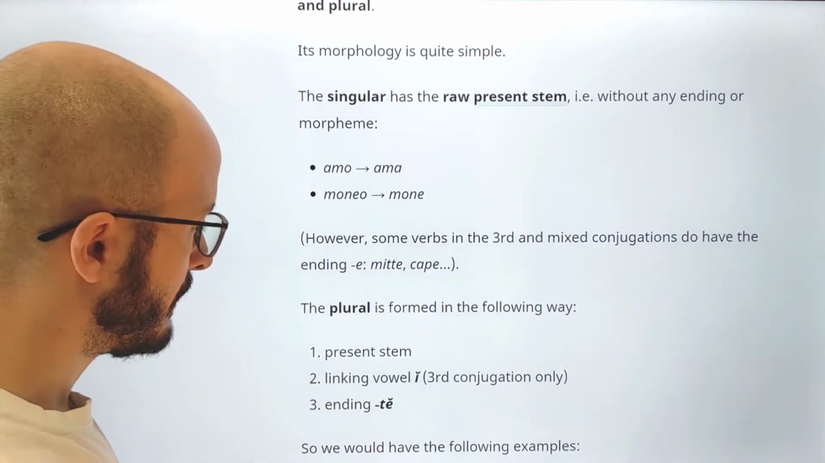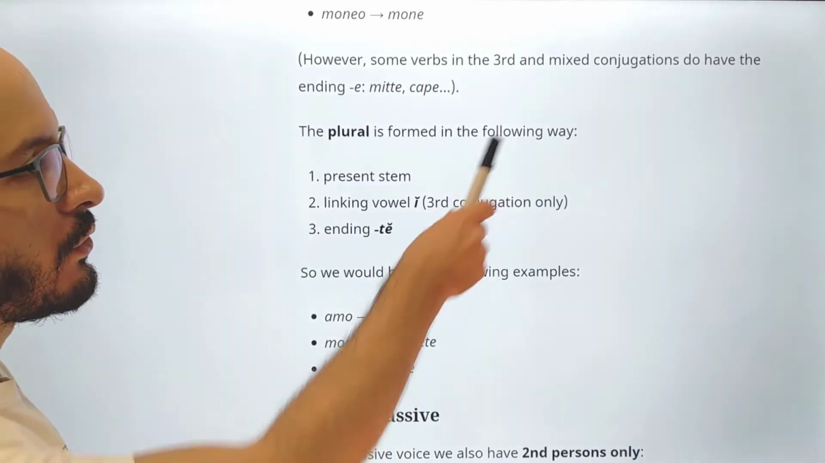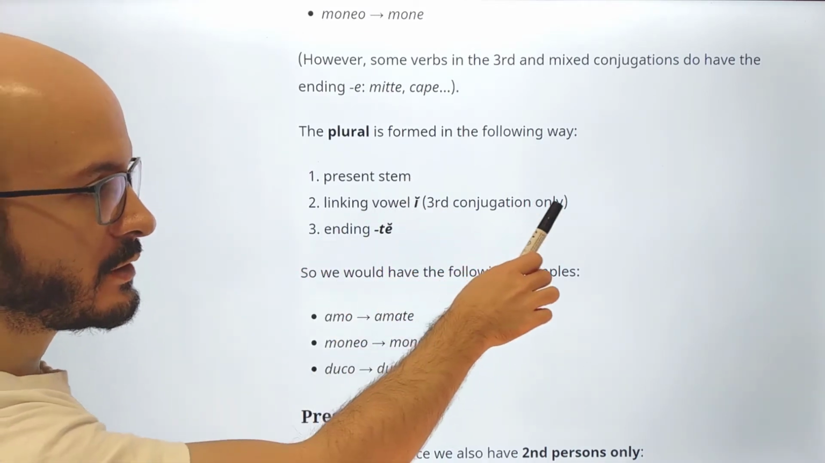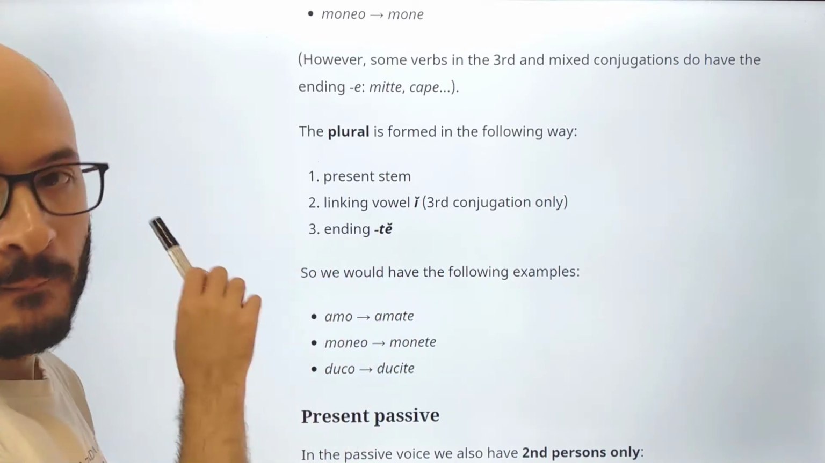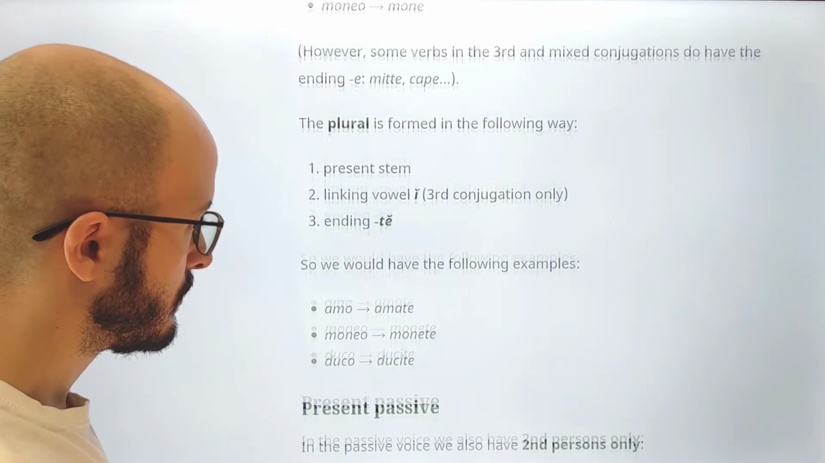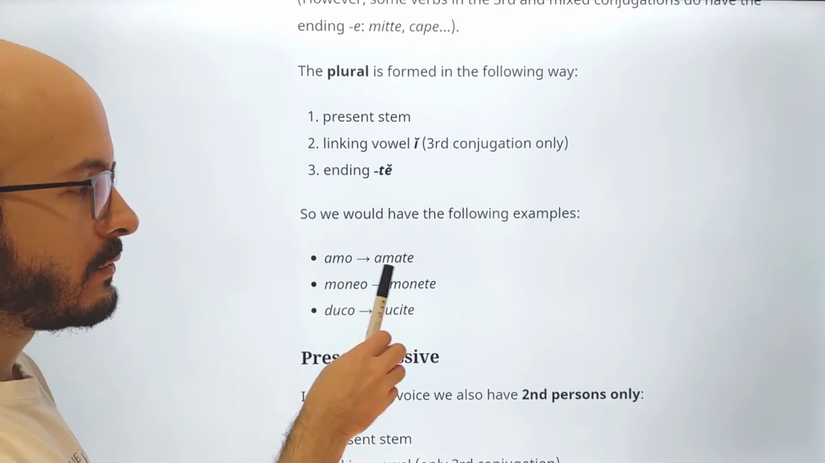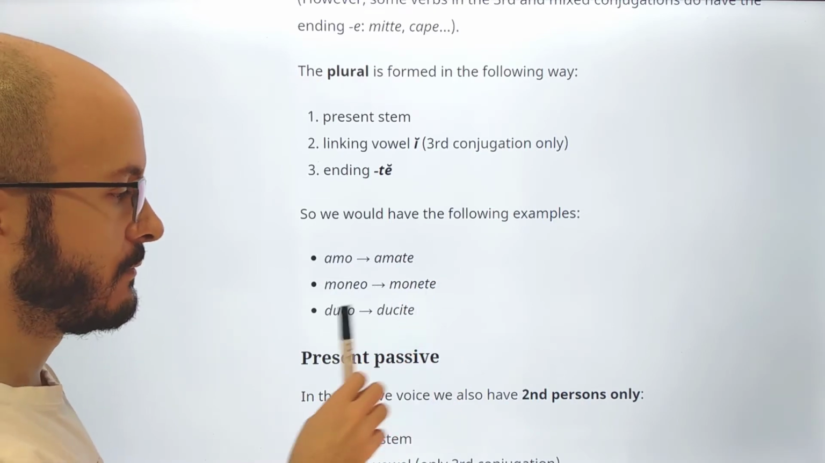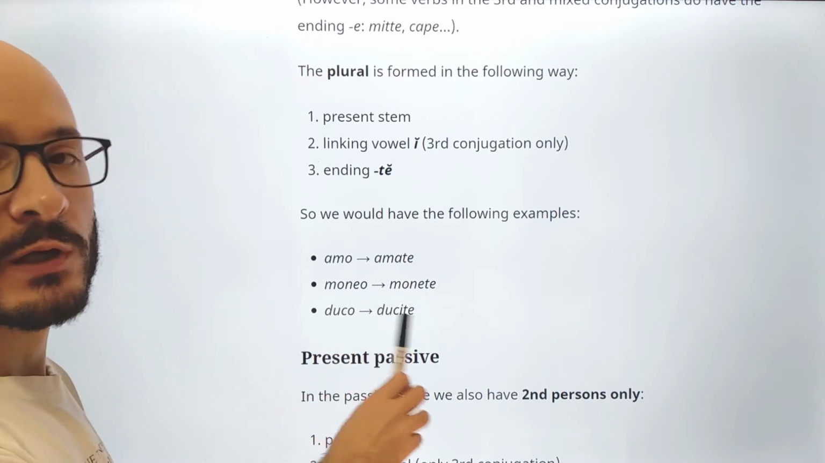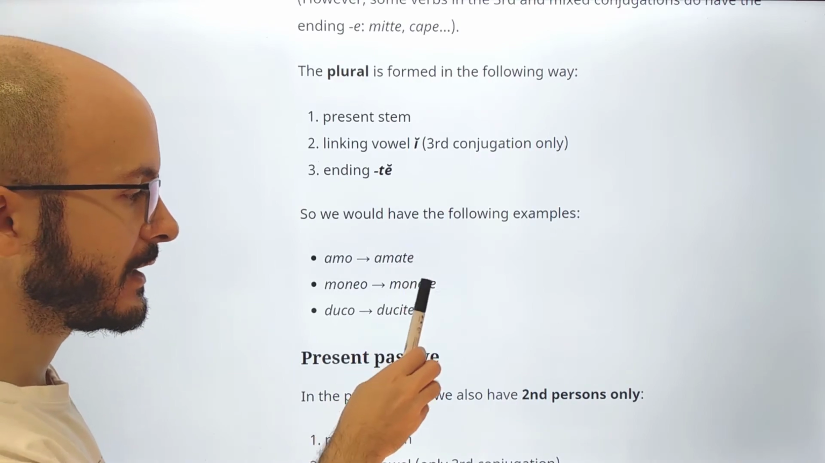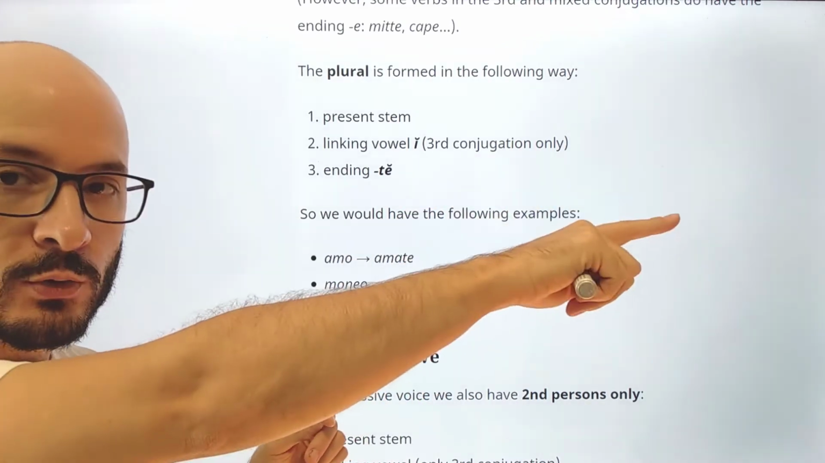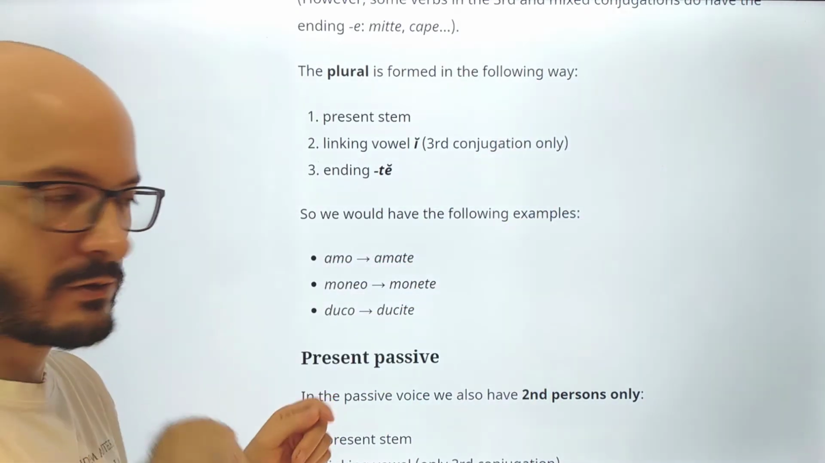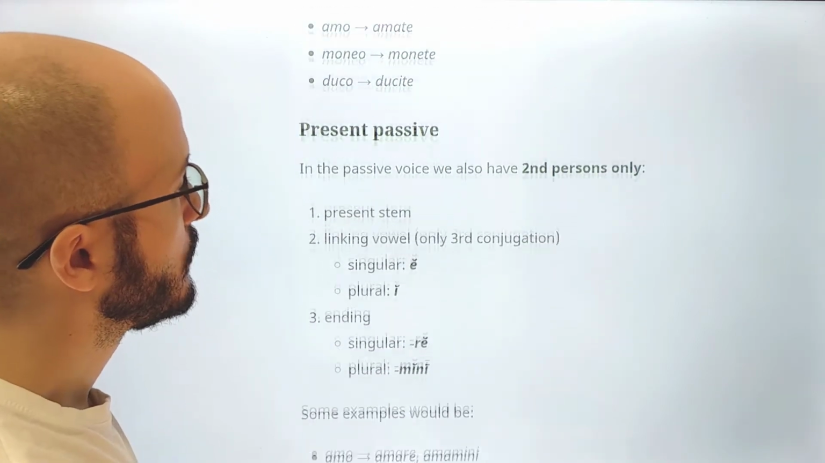Then, the plural is formed in the following way: present stem, then linking vowel, short i, third conjugation only, and then the ending te. So, for example, from amo we would have amate, from moneo we would have monete, and from duco we would have ducite. We see always te, te, te. So this is you, plural, love, you thrive, whatever.